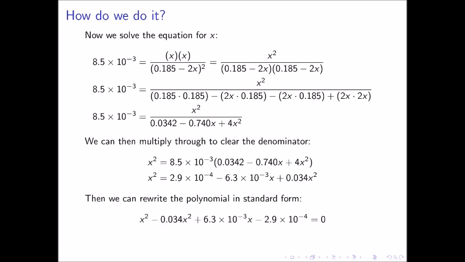Lastly, we can move everything over from the right-hand side to the left-hand side. This gives us x squared minus 0.034x squared plus 6.3 times 10 to the minus 3 x minus 2.9 times 10 to the negative 4 equals 0. By combining our x squared terms, we now have our polynomial in standard form.